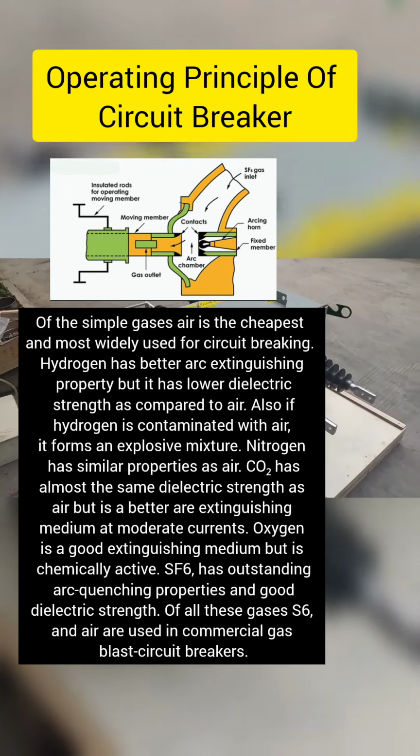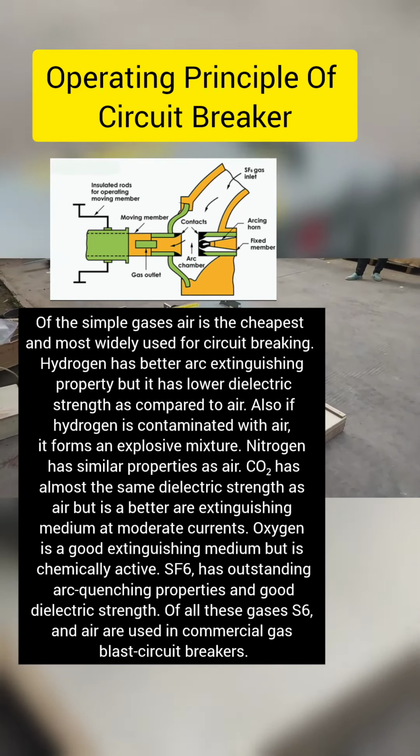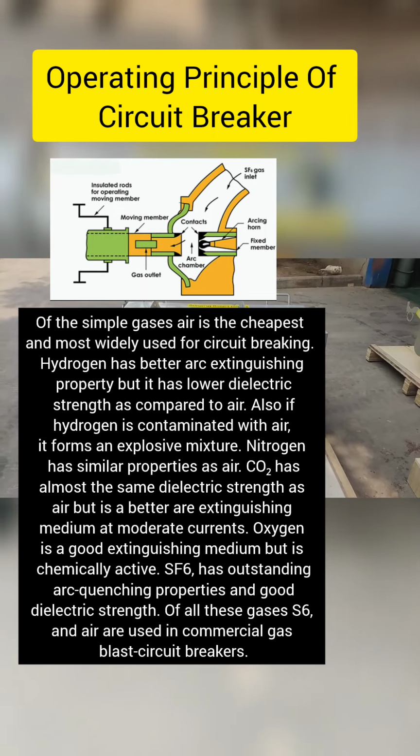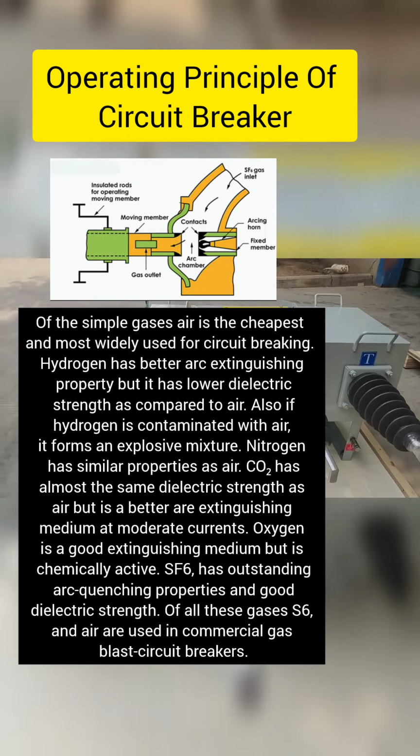Oxygen is a good extinguishing medium but is chemically active. SF6 has outstanding arc quenching properties and good dielectric strength. Of all these gases, SF6 and air are used in commercial gas blast circuit breakers.